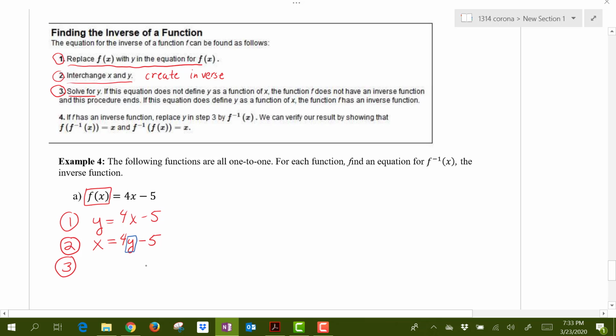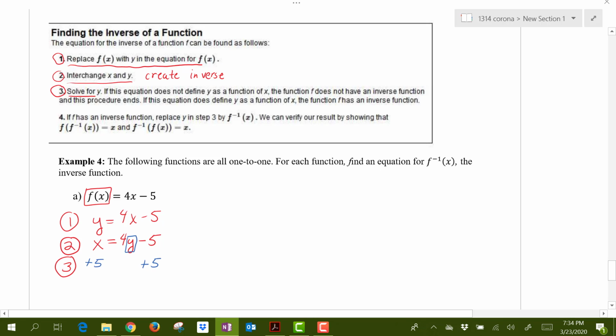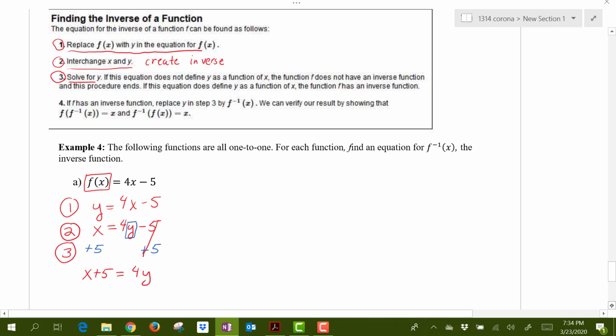So the first thing I'm going to do is any adding or subtracting. In this case, I'm going to say plus 5 on both sides because I'm subtracting a 5 in the equation. We're going to do the opposite of that. So how do I get rid of the negative 5? We add a 5. So then I end up with x plus 5, and those are not like terms, so I can't combine them. Those cancel out, and now I'm left with 4y.